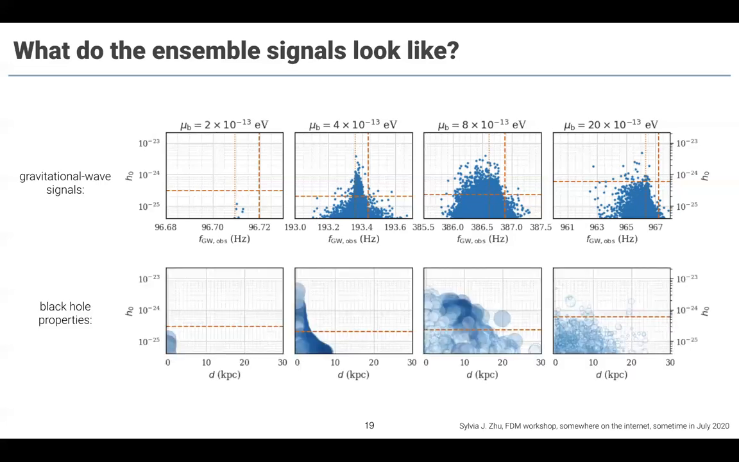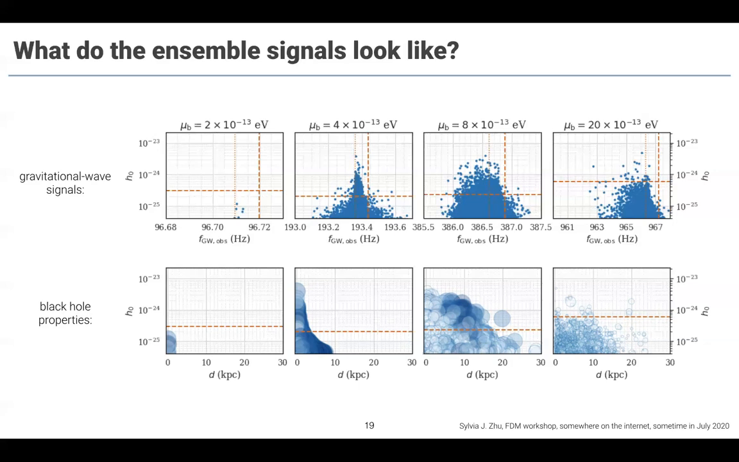You can also look at the properties of the black holes that produce these signals, and this is what we did. What you're seeing in the second set of panels corresponds to the boson masses shown up above. In each of these panels, the vertical axis is still the gravitational wave strain. The horizontal axis is now the distance, or how far away the black hole is from Earth.